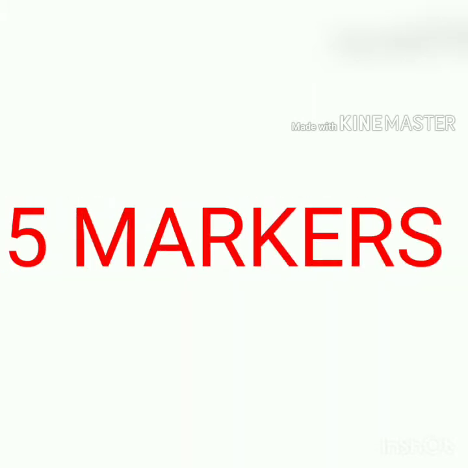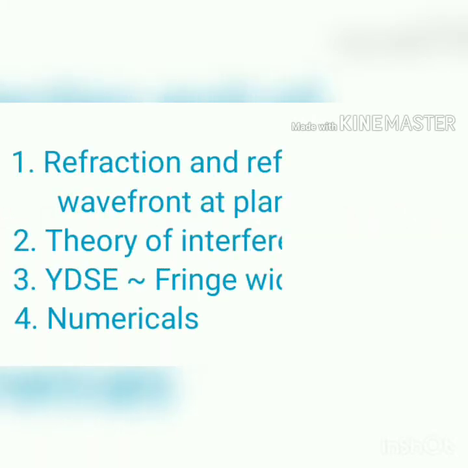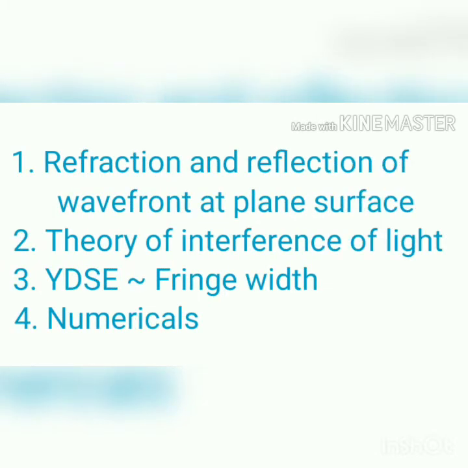Now going to 5 markers, you have refraction and reflection of a wavefront at a plane surface. This is a theory question with a diagram. You need to specifically draw the diagram for refraction or reflection, whichever the question asks, and then explain that very beautifully. Then you have theory of interference of light. Again, this is also a theory type question. Then you have YDSE, that is Young's double slit experiment. Here it is a derivation where you need to find the fringe width from this YDSE.